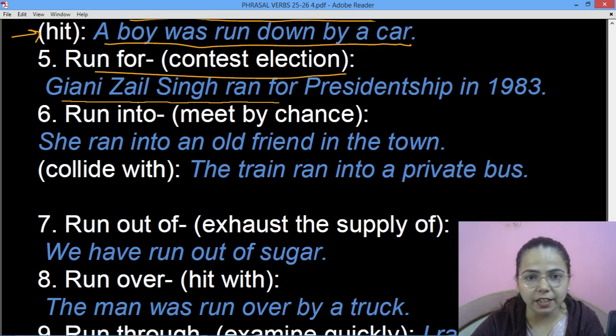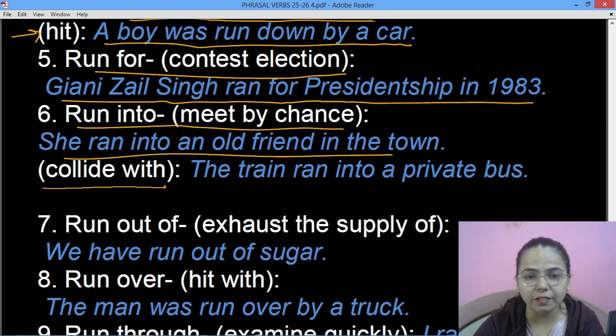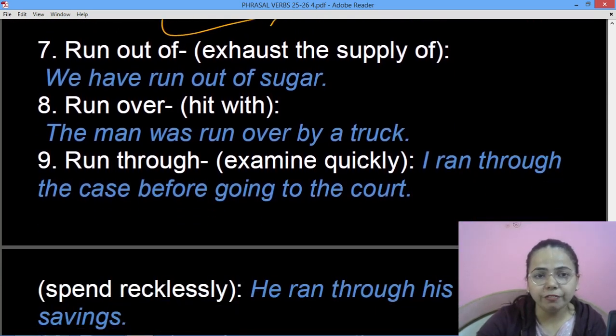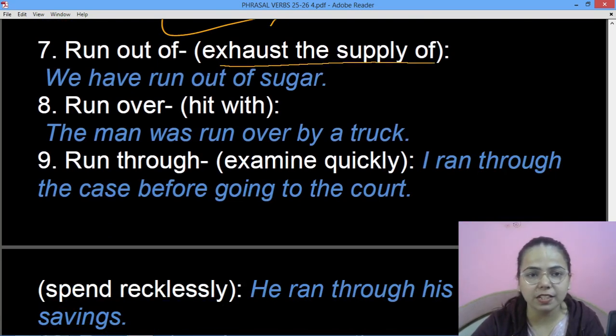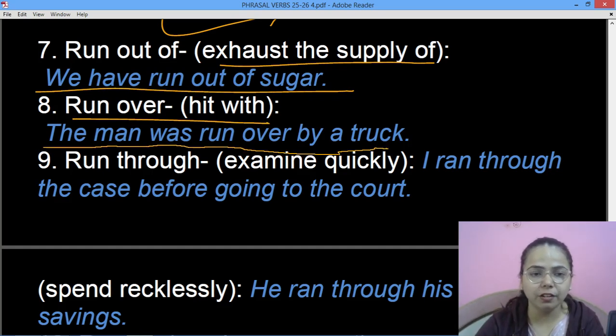Zail Singh ran for presidentship in 1893. Run into, to meet by chance with someone, and to collide with someone: the train ran into a private bus. And then run out of something, to exhaust the supply of something. We have run out of sugar. Run over means to hit by something. The man was run over by a truck.